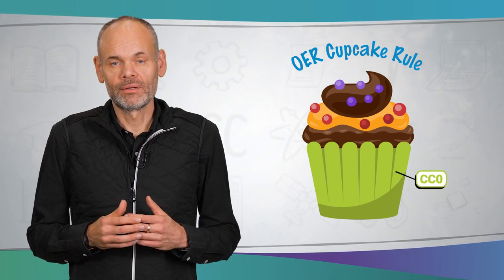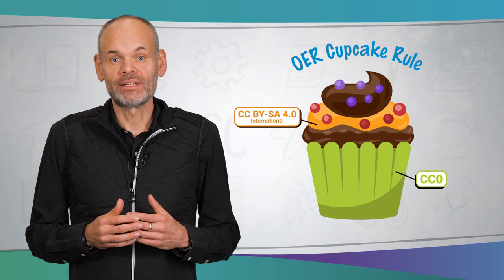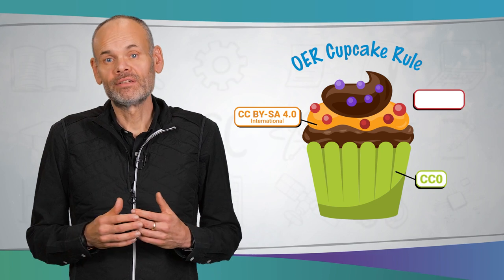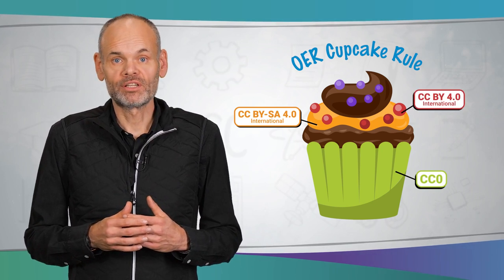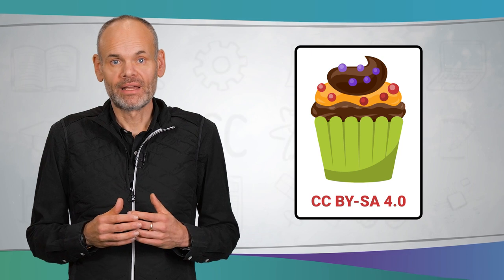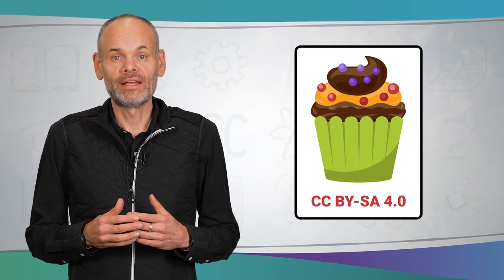To make it easier to remember all of this, the so-called cupcake rule was developed. Here in the picture, you can see a cupcake made from a variety of components. The green paper wrapper is licensed CC0. The orange cream is licensed CC BY SA 4.0 International. And the red balls are licensed CC BY 4.0 International. This means that the entire cupcake must be licensed under CC BY SA 4.0, because that is the license that provides the most requirements.